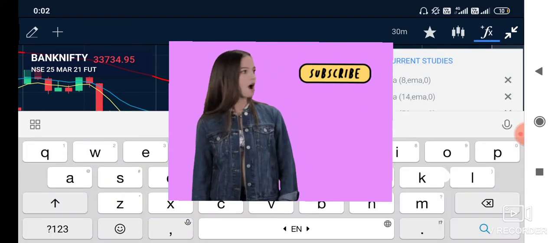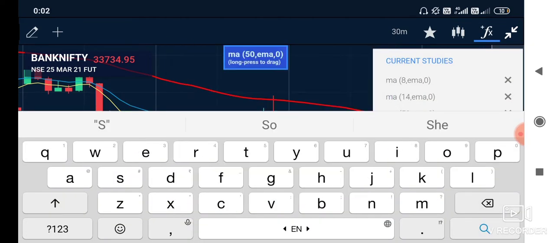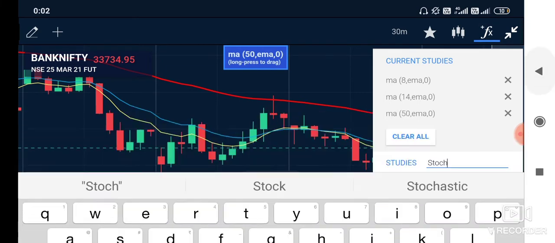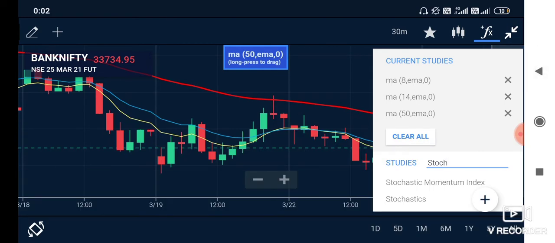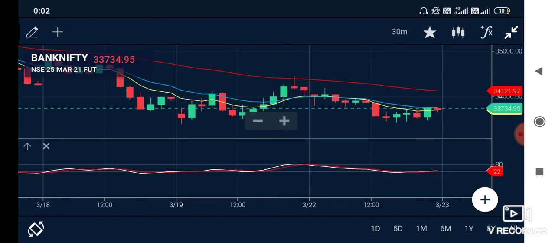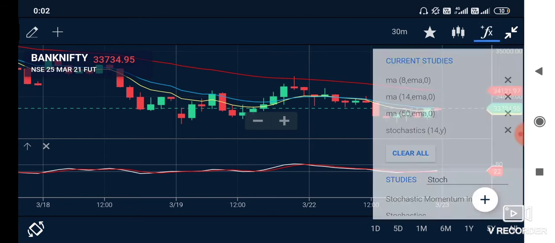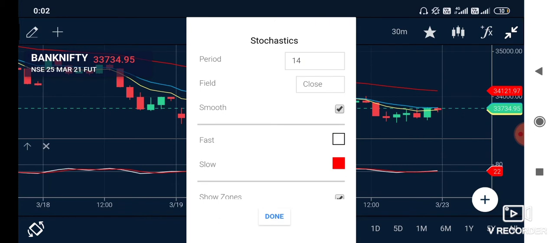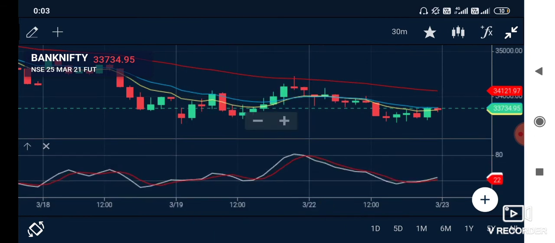Now we are going to add another indicator, which is stochastic. Once we write stochastic right here, you'll get this indicator and you just have to click on it. The settings are similar, and no changes are required. Just for your FYI, these are the settings: 14 period, close, and the fast line is the white line, the slow line is the red line.